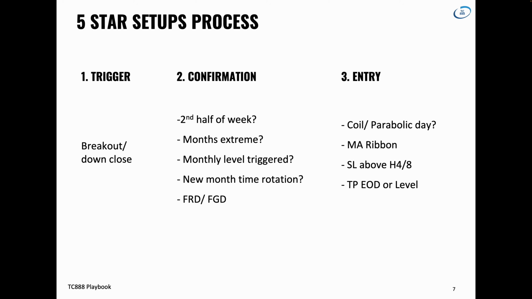So if I have 2 or 3 theses, and one of them is also a 5-star template, then of course I'm focusing on the 5-star template. So it's another layer of filtering. So what is the 5-star template? We are looking for breakout or breakdown closes on the day before, especially in the second half of the week. So we are looking at a Thursday trade now. So Wednesday close in breakout is the classic 5-star trigger.